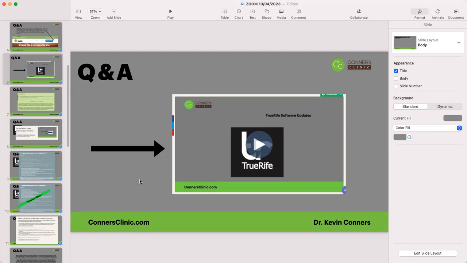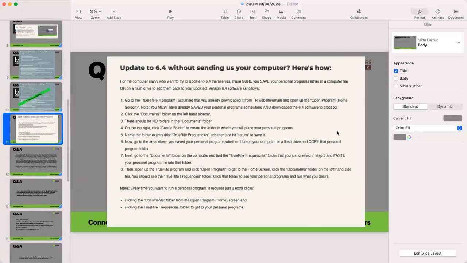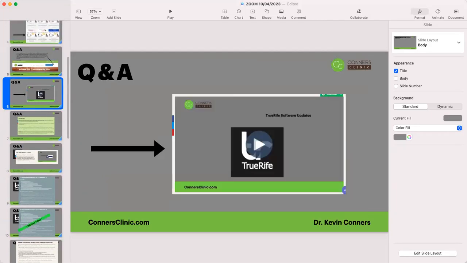But if you do contact TrueRife and you're having trouble with the Rife, they're not going to service anything below 6.4, so they will make you do the 6.4 update. So if you're doing well and you could do without your Rife for a couple days, send it back to us and we'll do the update for you. Or if you're pretty computer savvy, you can follow these handy instructions that I put right on the member site, and you could have this all done in 15 minutes. So it's up to you. Watch the video and that will give you some more hints.